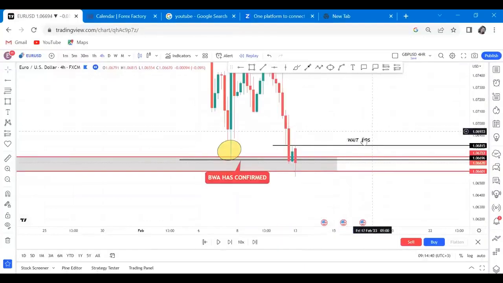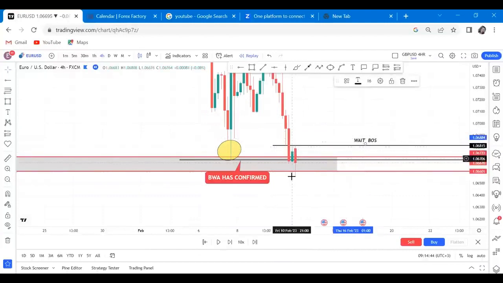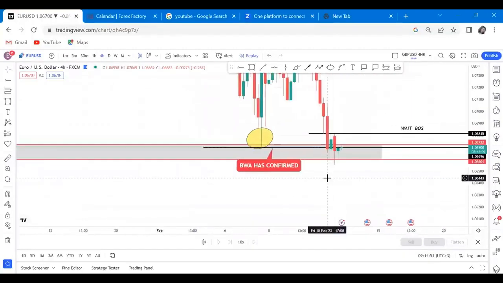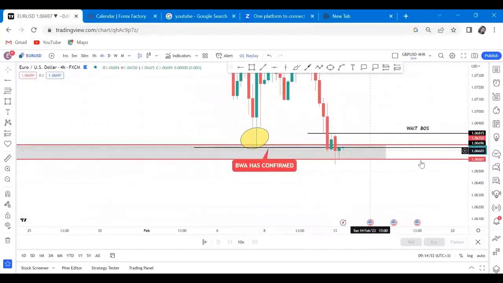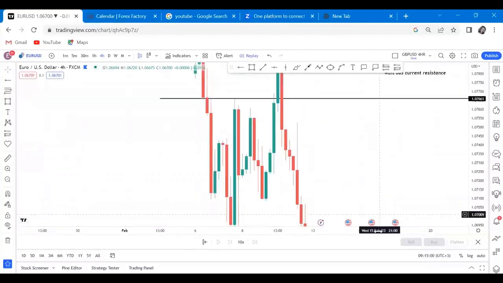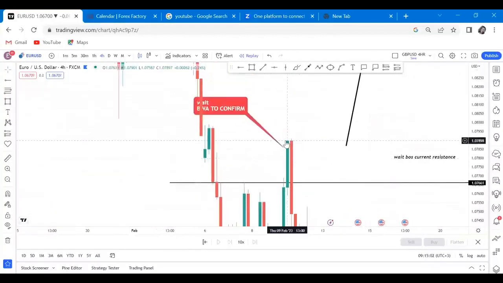So if at all you want to wait for this market to enter, you can see they are attempting to break this zone, but they are not. So we can see what is happening. The market is at that level. If you don't want to enter at this moment, you can wait for this market to break this current resistance. But I'm telling you, our entry was given here.